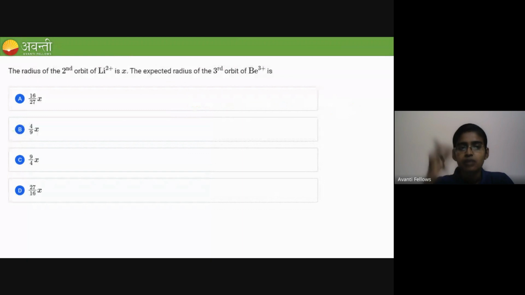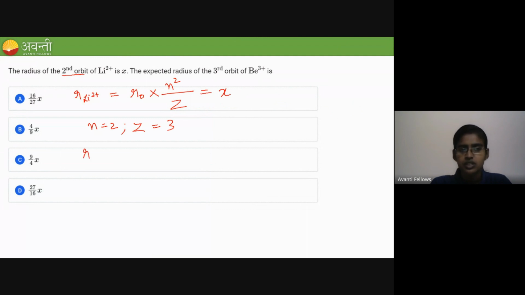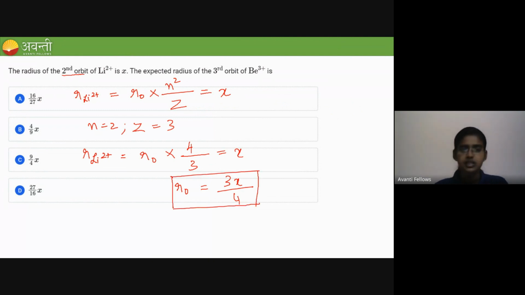The radius of the second orbit of lithium 2 plus is x. The expected radius of the third orbit of beryllium 3 plus is? We know that the radius of any nth orbit, let us take lithium itself, lithium 2 plus, is equal to R0 into n square by Z. For lithium, this is equal to x, and for lithium the orbit value n is 2, and the atomic number Z for lithium is 3. So substitute this. The radius of the lithium 2 plus ion will be equal to R0 into 2 square is 4 by 3, and this is equal to x. From this, R0 is equal to 3x by 4.